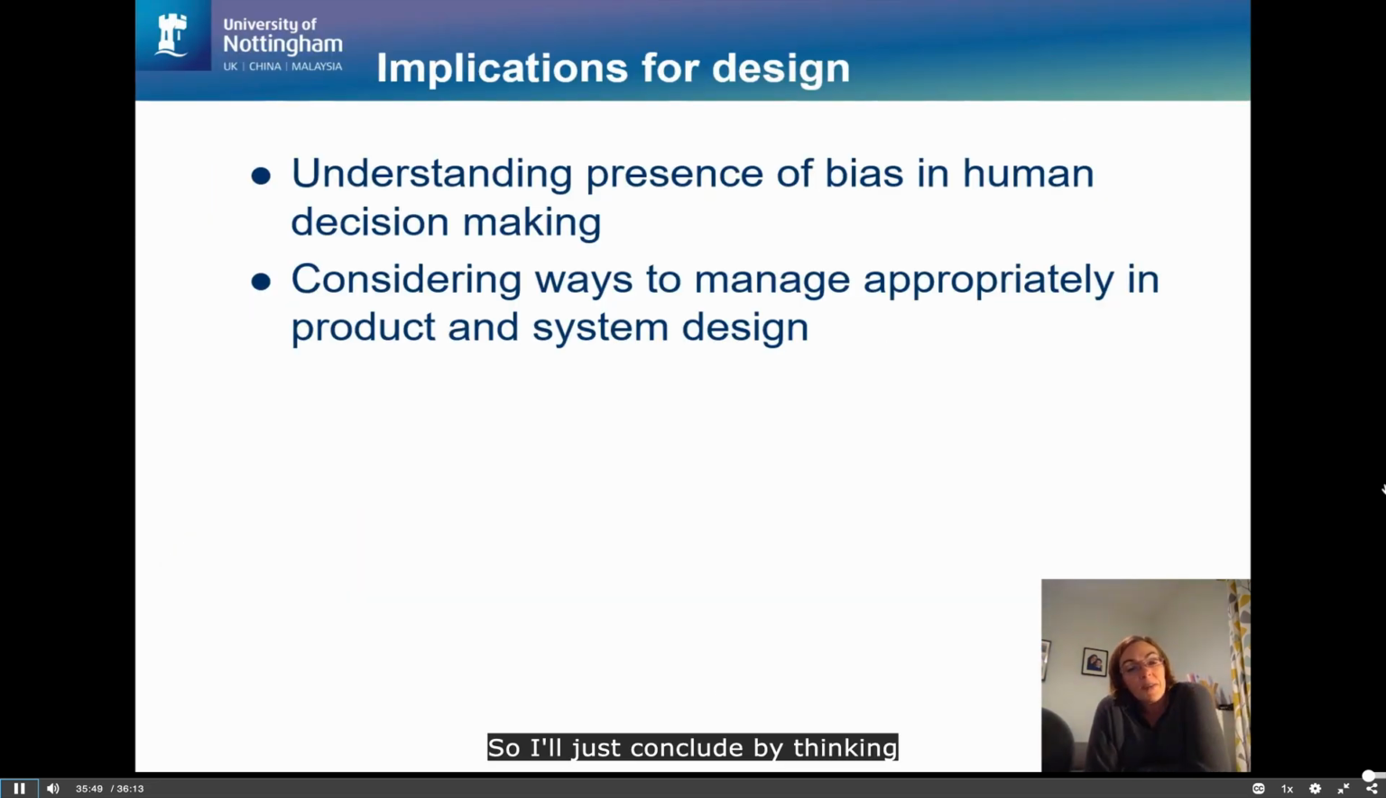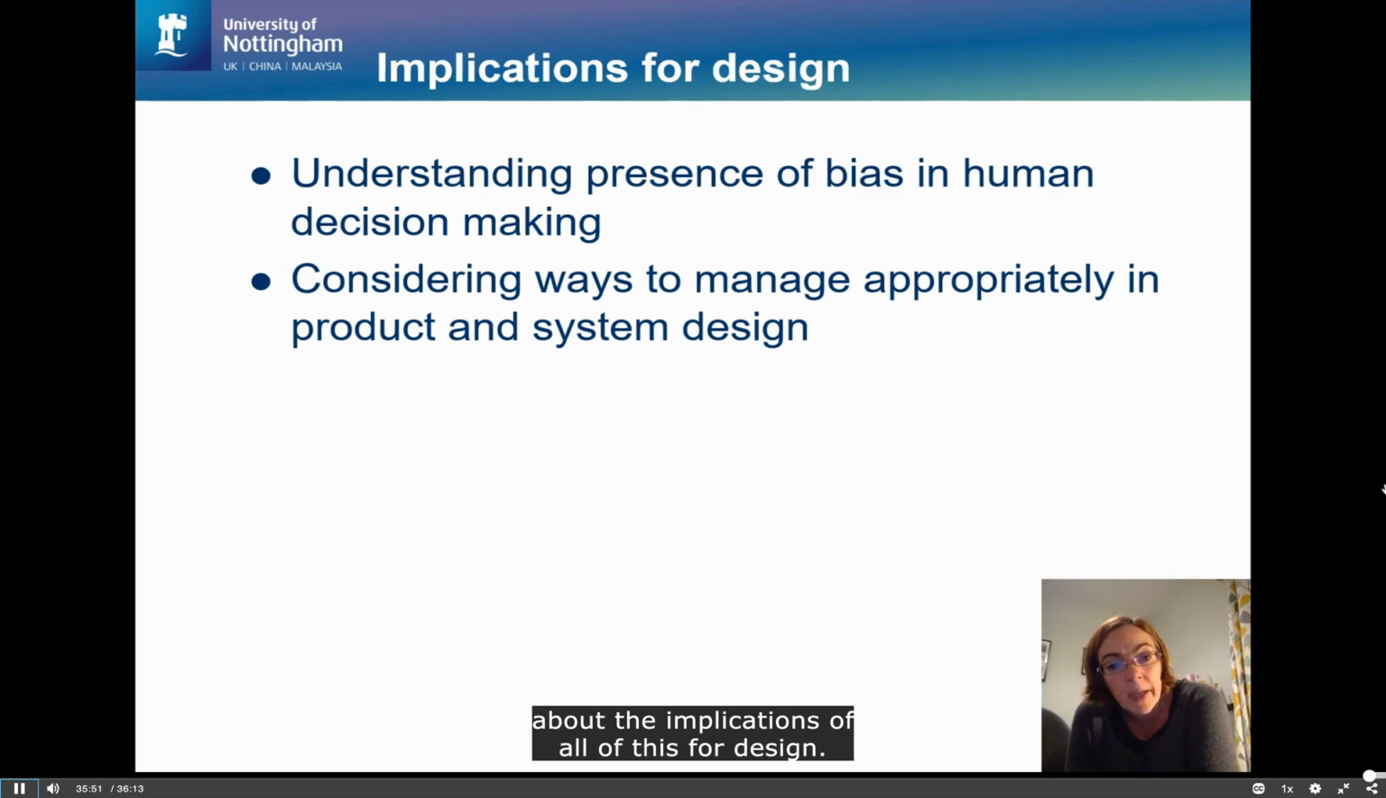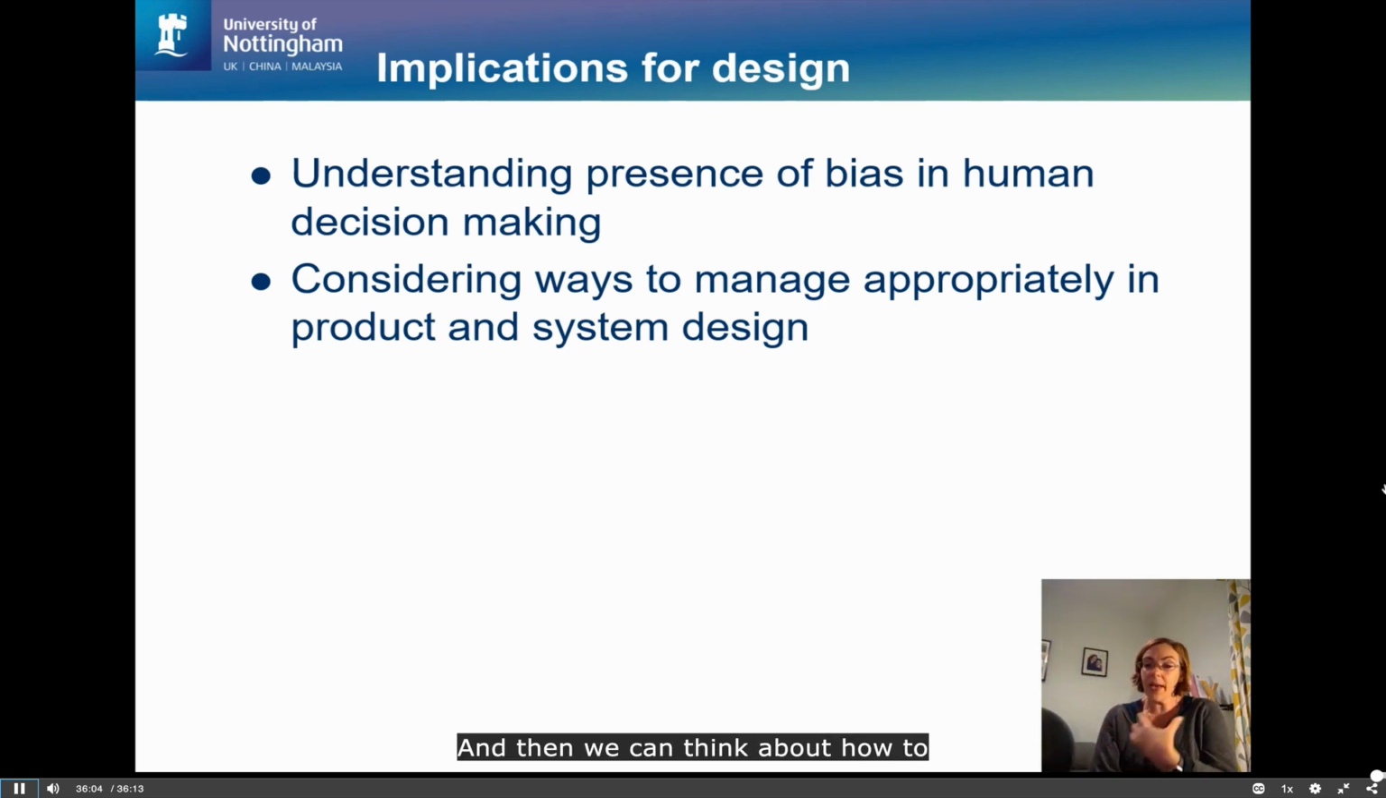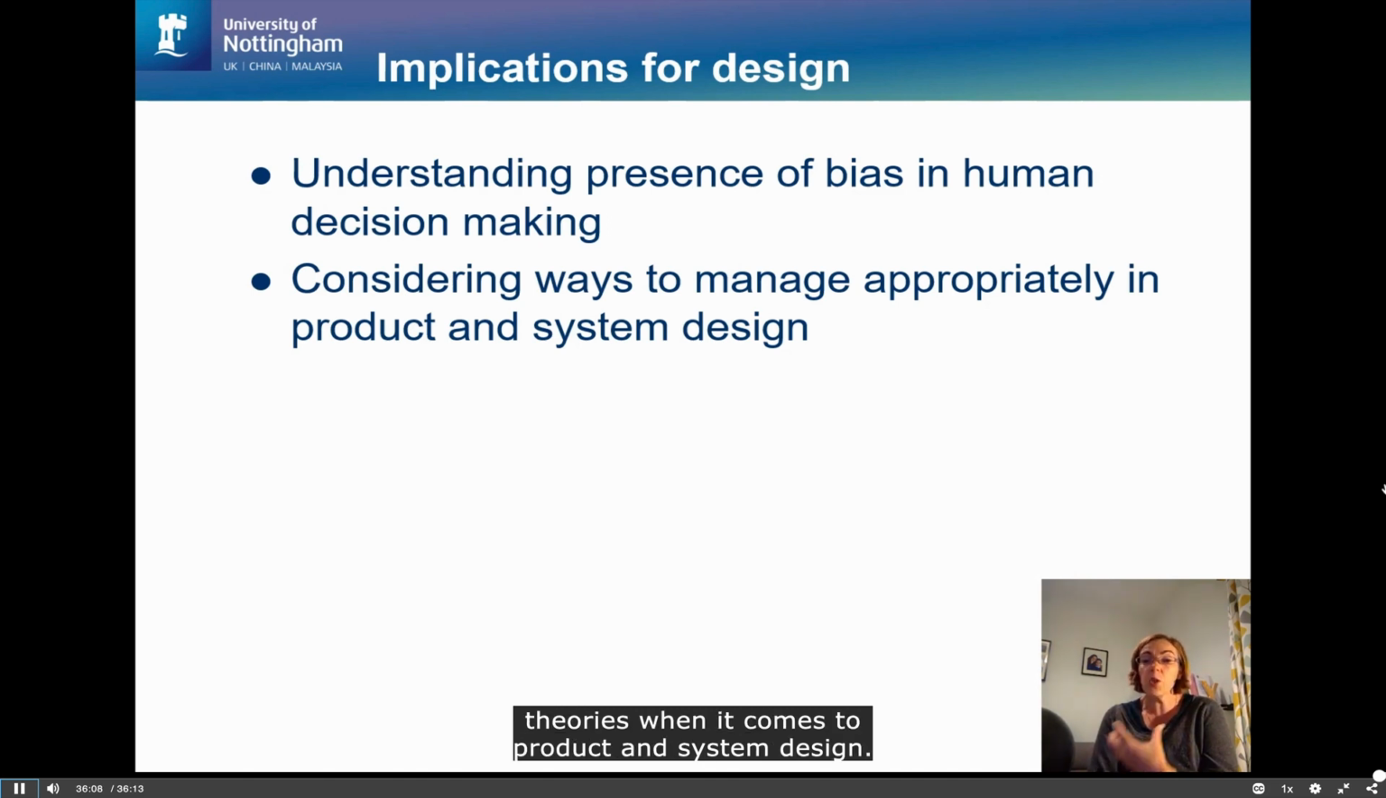So I'll just conclude by thinking about the implications of all of this for design. The first is just to remember the presence of bias and the subjection to all these external effects in human decision making. And then we can think about how to consider all of these different types of theories when it comes to product and system design. Okay.